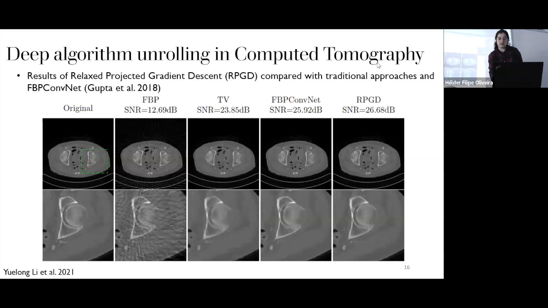And here you can see how effective it was in increasing the signal-to-noise ratio. The first two are the two traditional approaches, and this is the signal-to-noise ratio that they have with these traditional approaches. And the last two are unrolled algorithms, and they have a bit higher signal-to-noise ratio, where the last one is the most successful one.